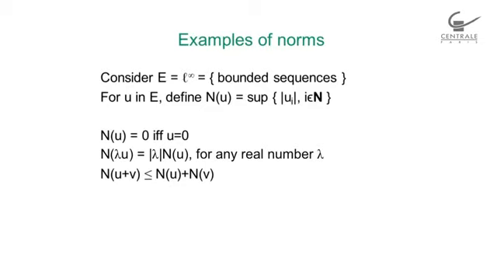When you add up two sequences, you basically add up every term of the sequence. So n of u plus v will be the supremum of the absolute value of ui plus vi, which is smaller than the absolute value of ui plus the absolute value of vi. So when it comes to supremum, this is smaller than the supremum of the ui's plus the supremum of the vi's, and therefore n of u plus v is smaller than n of u plus n of v. Therefore, E is a normed space.